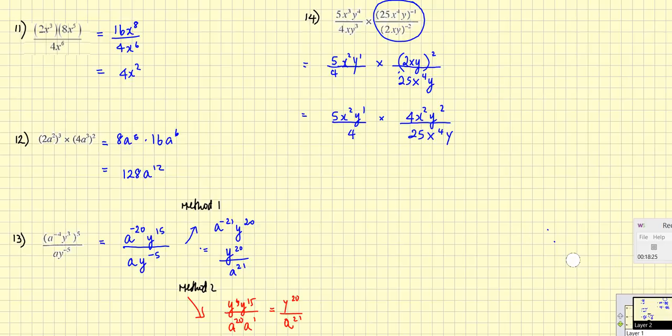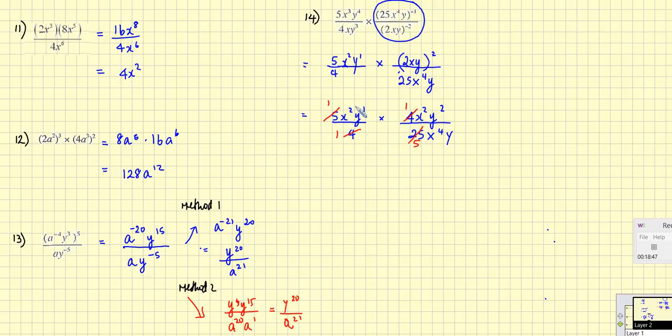Now, what I can do from there is I can do several things. What I tend to do is wherever I can cross-cancel, I will cross-cancel to make my life easier. So I can say, well, 4 will go into 4 once, 4 will go into 4 once, so I know my 4's are gone, and 5 will go into 5 once, and 5 goes into 25 5 times.